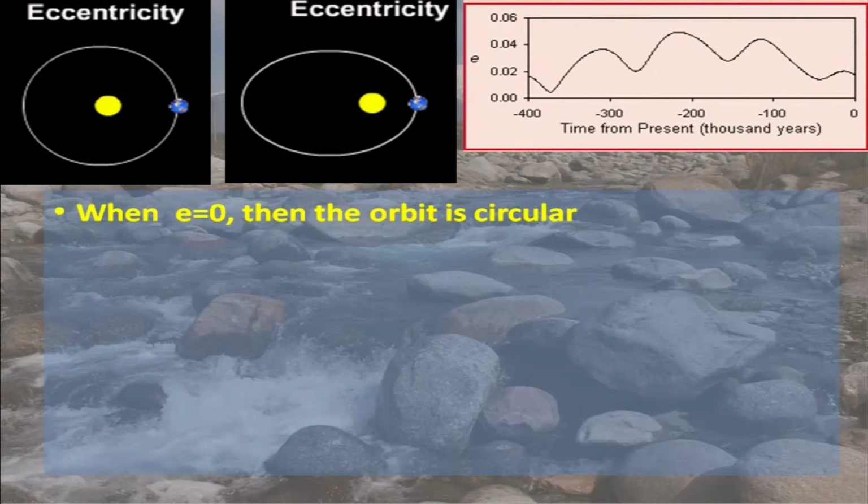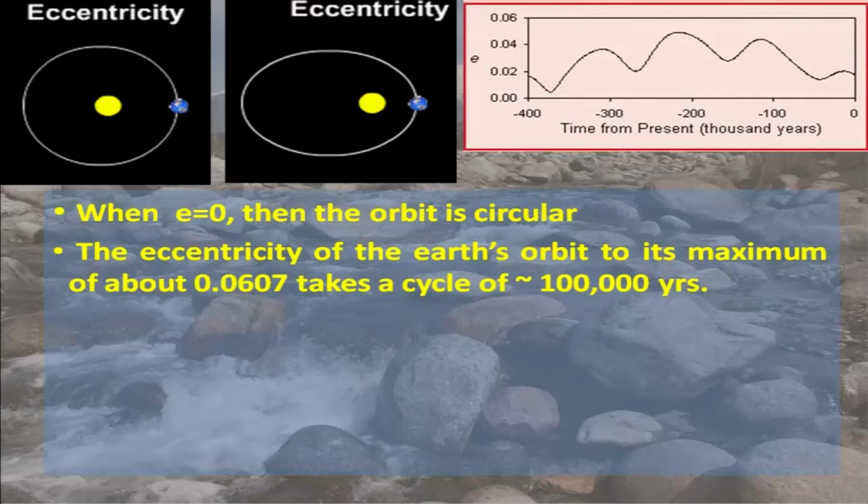So, when eccentricity is 0, then the orbit is circular, but when the eccentricity of the Earth's orbit goes to its maximum of about 0.0607, it takes a cycle of almost 1 lakh years. So, this will take 1 lakh years. At the present, what we have is the eccentricity is 0.017.